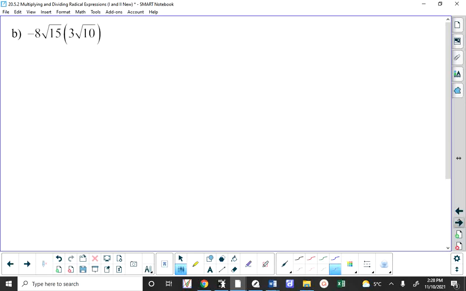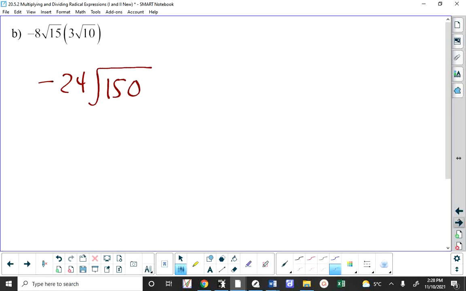B, negative 8 root 15 times 3 root 10. Well, that seems pretty easy. Negative 8 times 3 is negative 24. And root 15 times root 10 is root 150 because 15 times 10 is 150. So we get this.